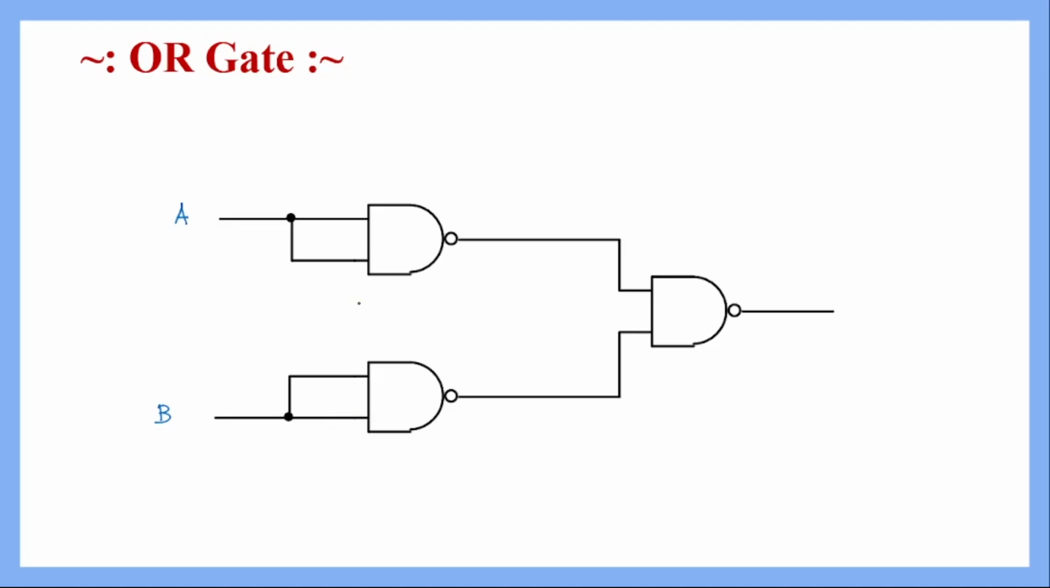So this way what will happen, we have seen the NOT operation already. Since both the inputs are the same, that is a for the first NAND gate, the output will be a complement or a bar. For the second NAND gate the output will be b complement. Now here a complement and b complement go into the third two-input NAND gate as inputs.